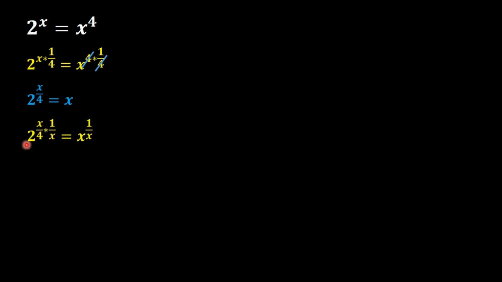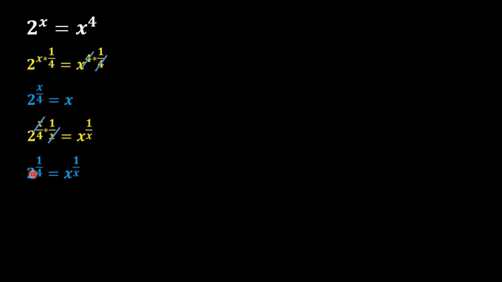As a result, we should get 2 to power x over 4 into 1 over x is equal to x to power 1 over x. Now this x value and this x value will cancel out together. As a result, we should get 2 to power 1 over 4 is equal to x to power 1 over x.